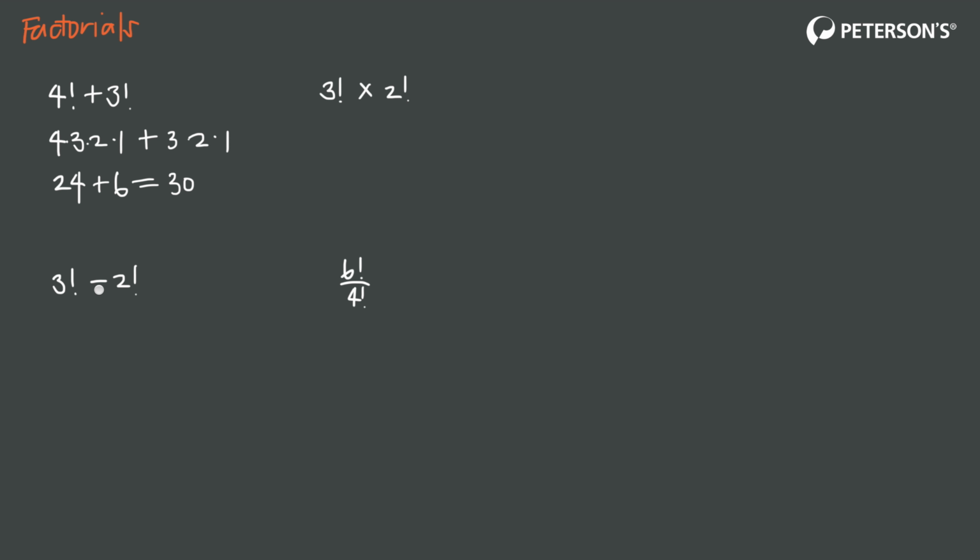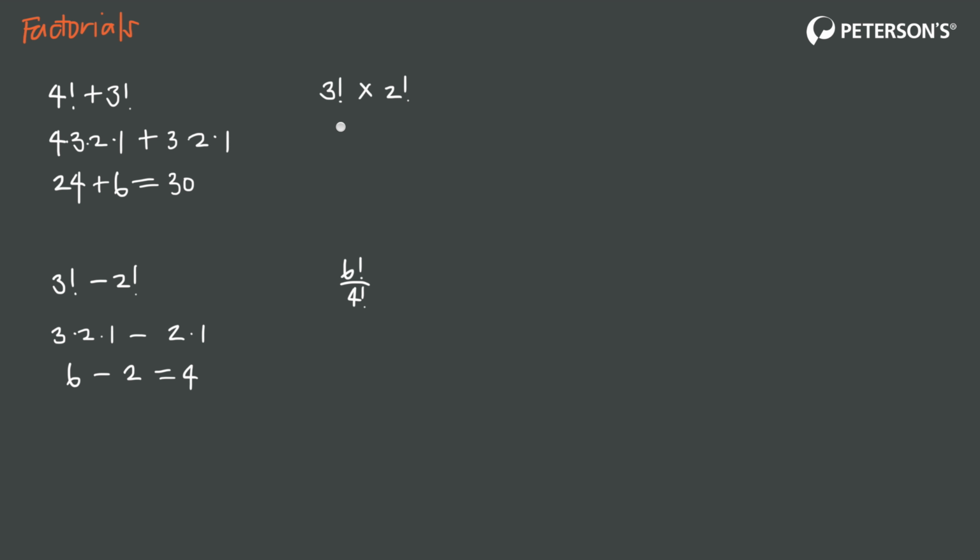Here we'll calculate the individual factorials first before we do the subtraction. So 3 factorial is 3 times 2 times 1. 2 factorial is 2 times 1. 3 times 2 is 6. 6 times 1 is 6. And then 2 times 1 is 2. So we get 6 minus 2, or 4.